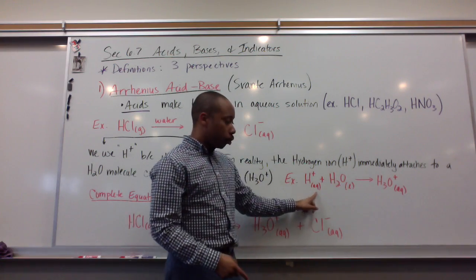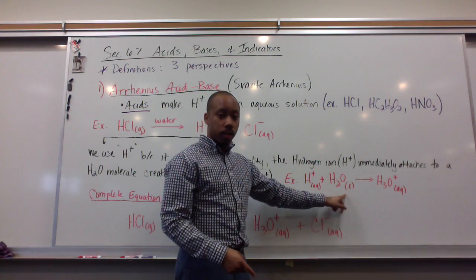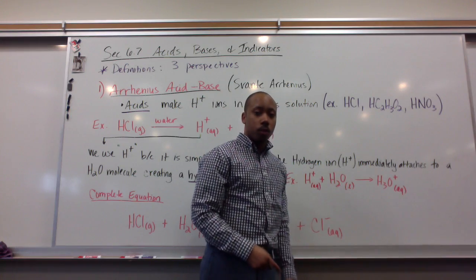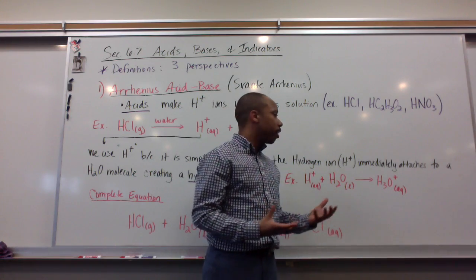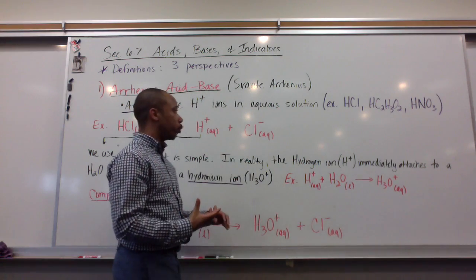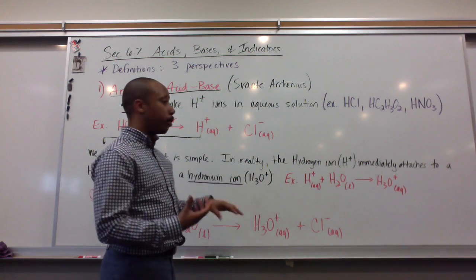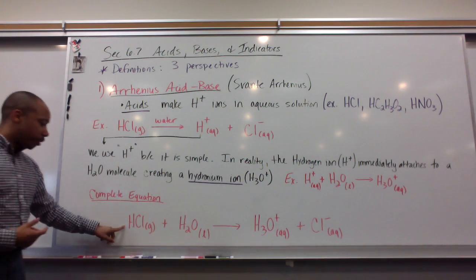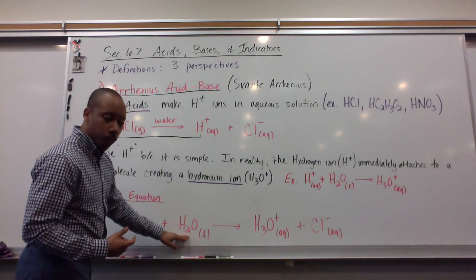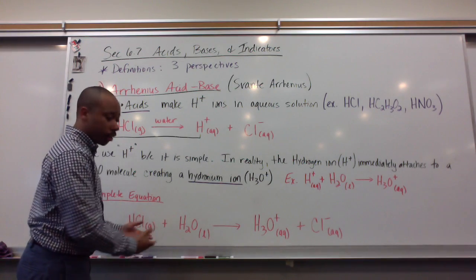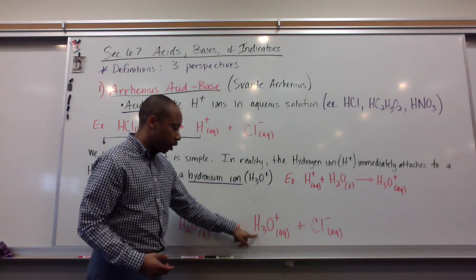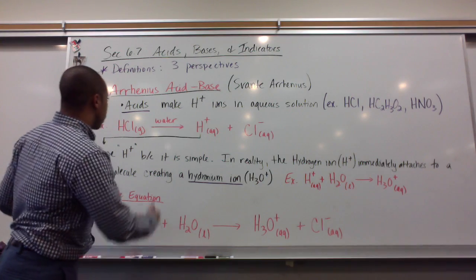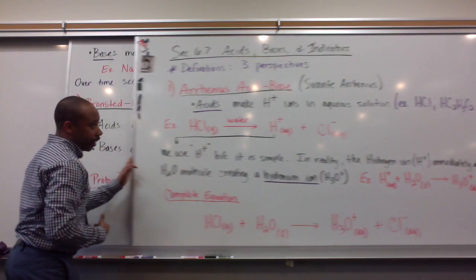So H+ in aqueous solution bonds with a water molecule. Water is liquid, and it forms H3O+, hydronium. So when we talk about H+, what we're really referring to is hydronium. But to make it simple, we simply say H+. The complete equation is hydrochloric acid reacts with water, or basically is added to water, to form a solution of hydronium, H3O+, and your chloride ion. That's an Arrhenius acid.